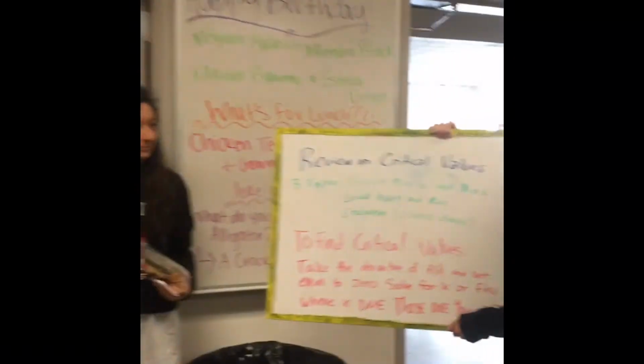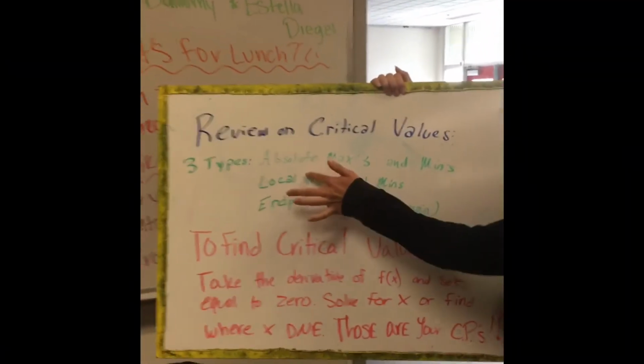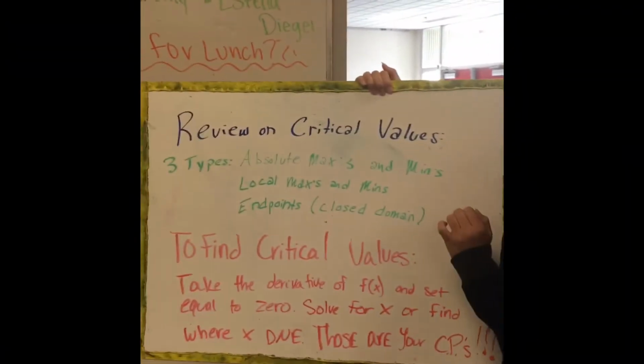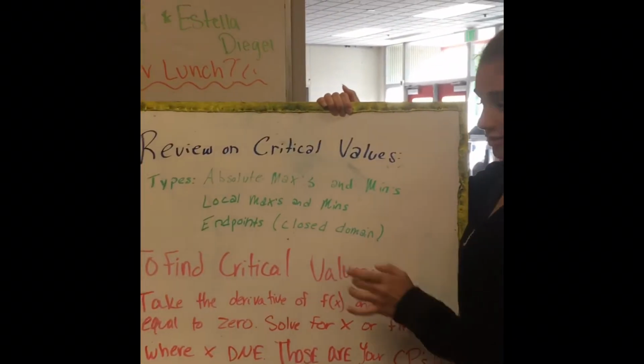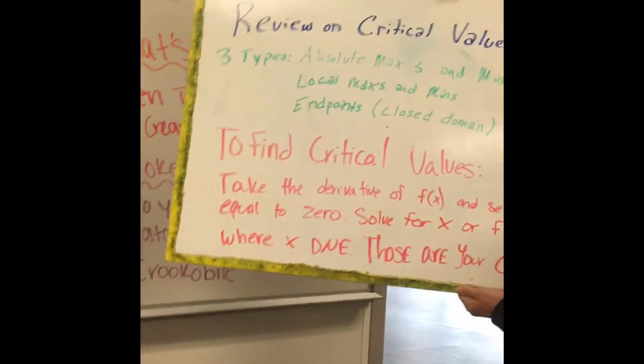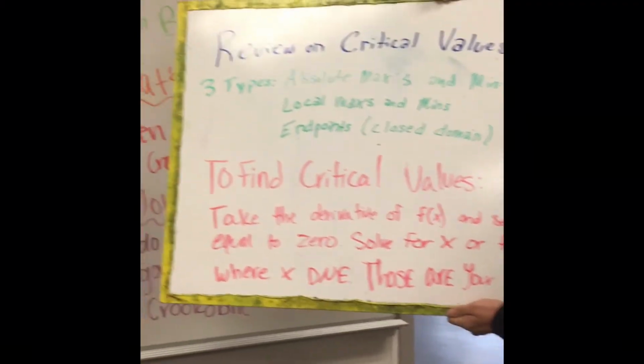So this is the review of critical values. There are 3 types: absolute maxes and mins, local maxes and mins, and endpoints, which only apply to restricted domains. To find critical values, you take the derivative of f of x and set it equal to 0, solve for x, or find where the derivative does not exist. Those are your critical points.